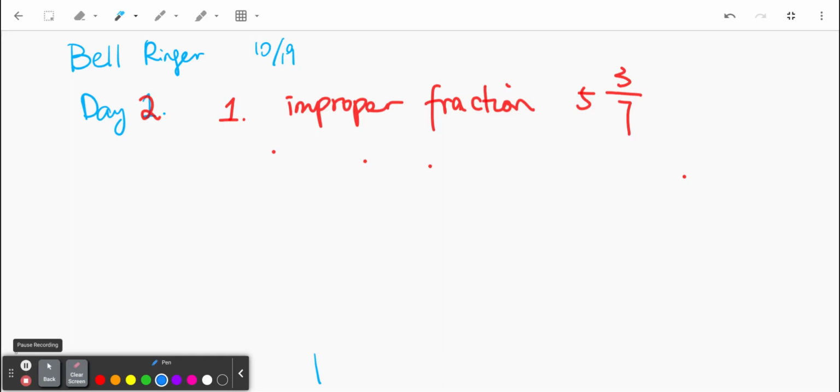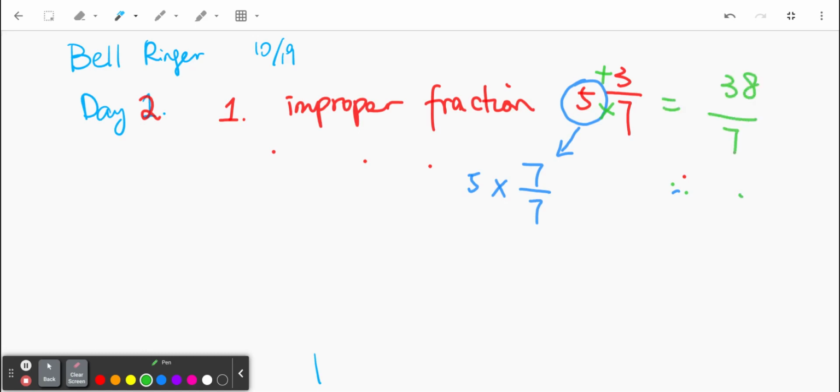So what you actually need to do is you multiply the whole number. The whole number means you have 7 over 7, and then you have 5 times of that. Okay? So all you have to do is 5 times 7, and then you add the top number. So 5 times 7 is what? 35. Plus 3. So it's 38 on top over 7. Okay?